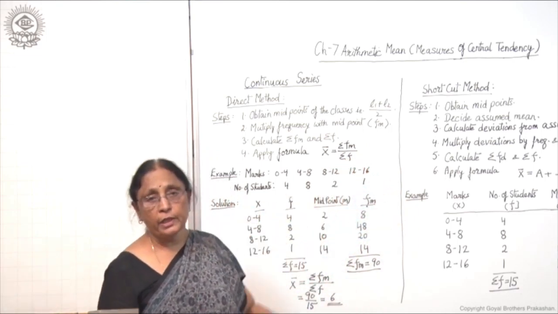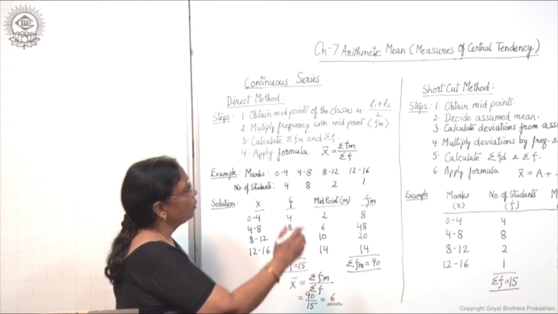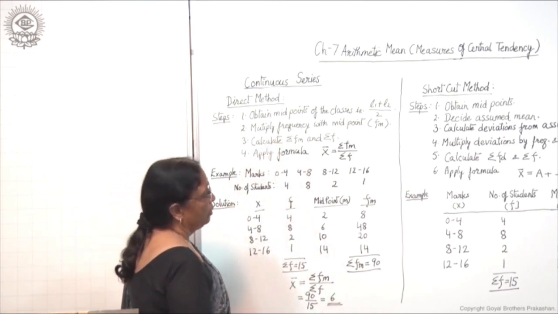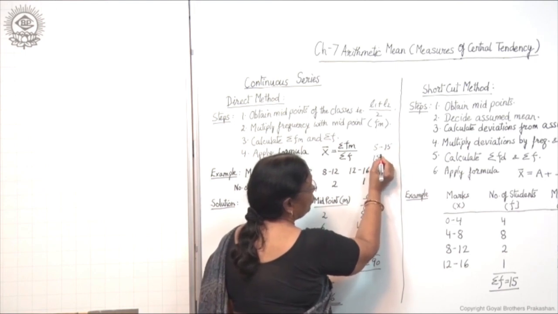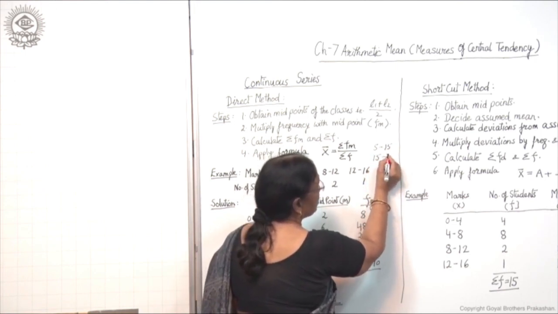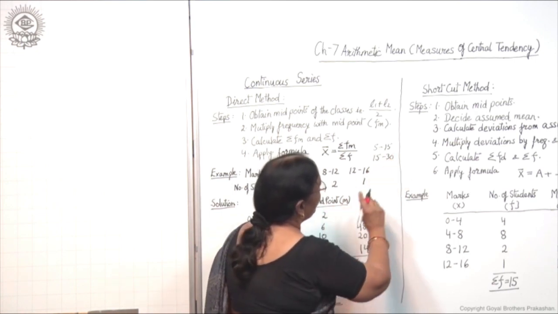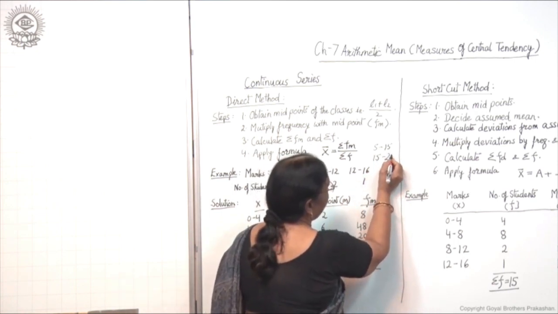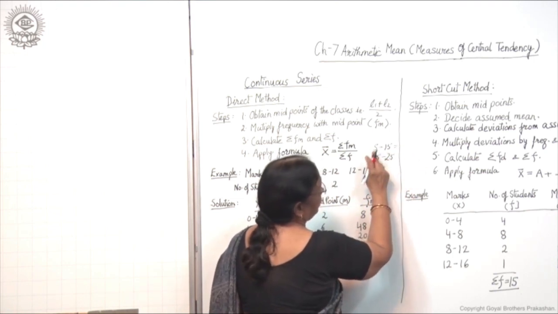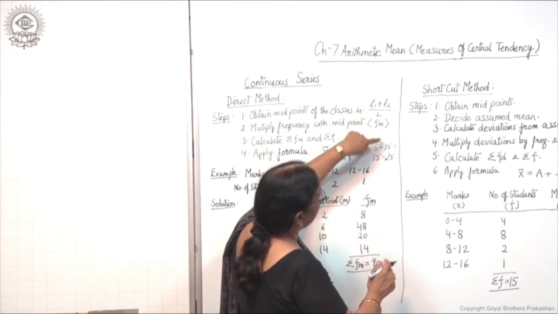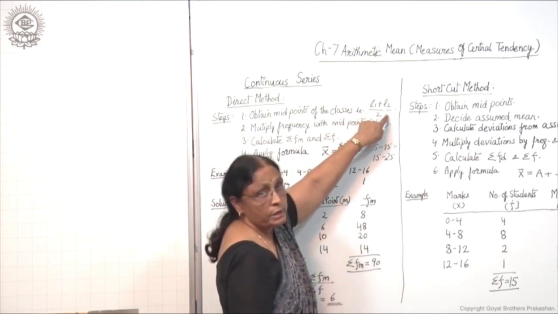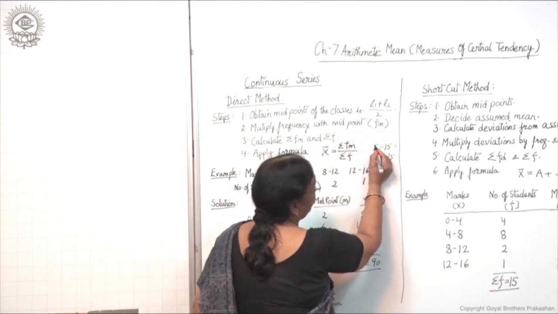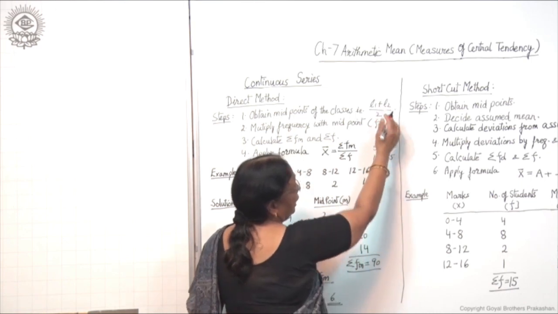So in the continuous series the class interval is given, and you have to find out the midpoint of the class interval. For example, the class interval is 5 to 15, then 15 to 25. What is the class interval over here? 5 to 15. L1 here is 5, L2 is 15. L1 is the lower class limit, L2 is the upper class limit. So in this case 5 to 15, L1 is 5, L2 is 15.